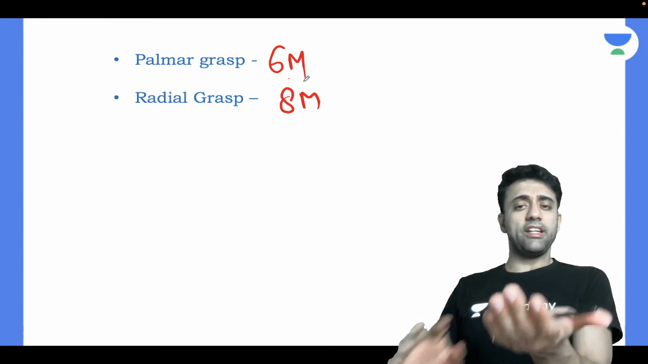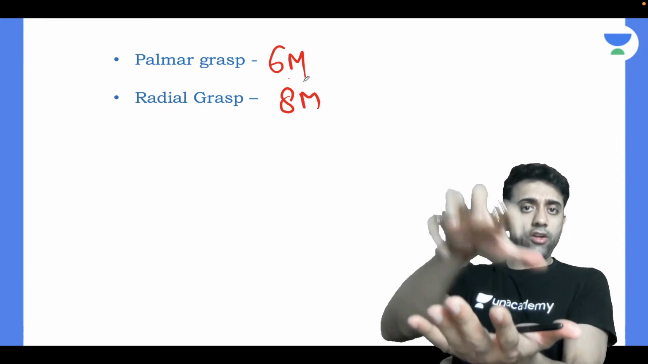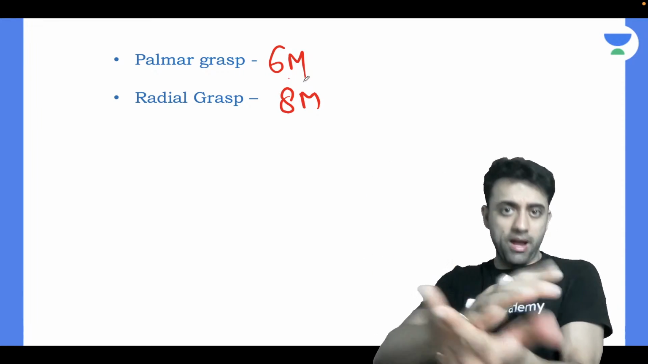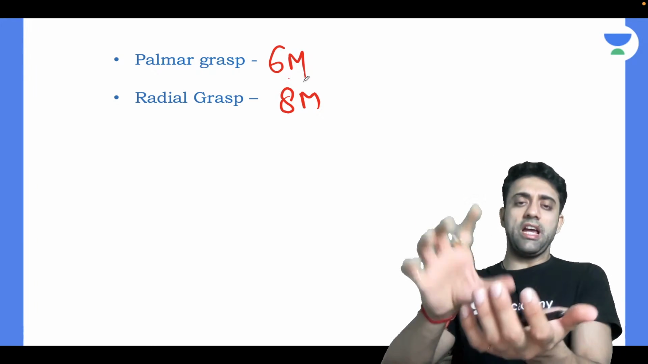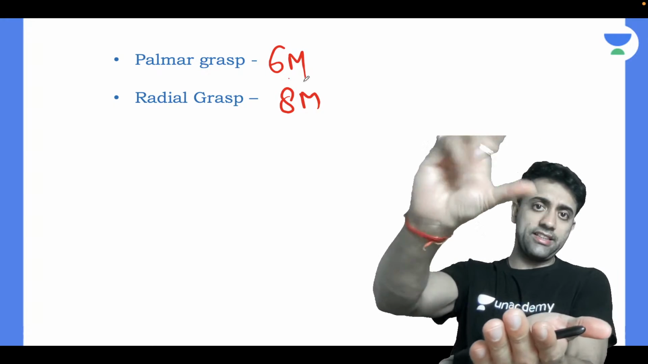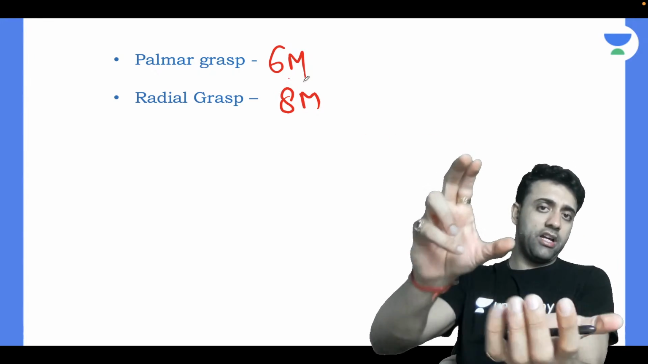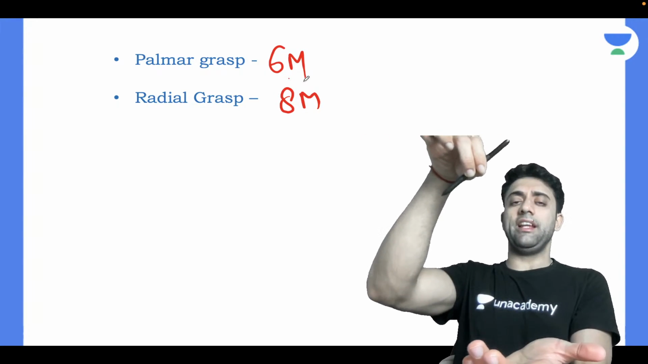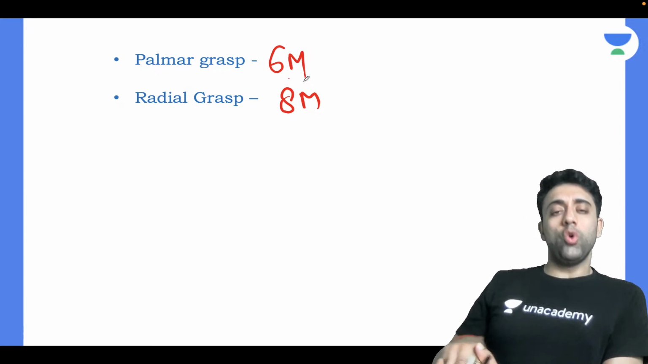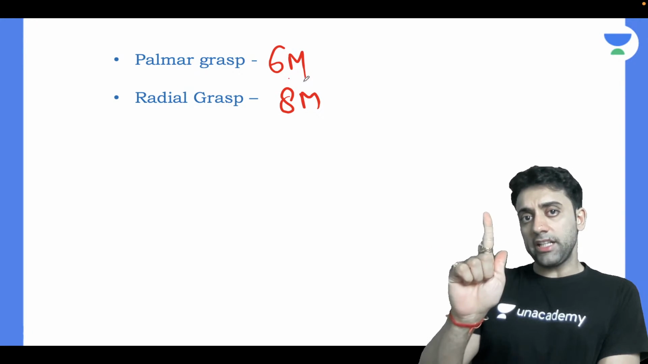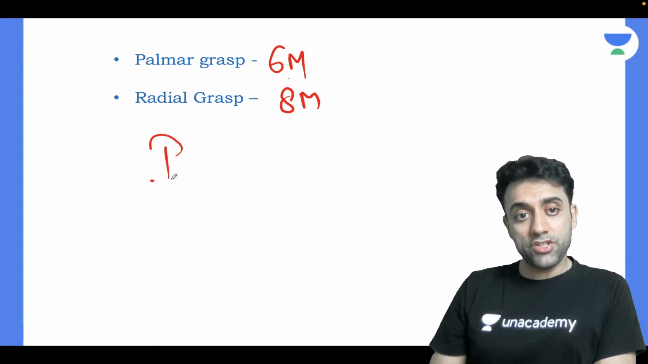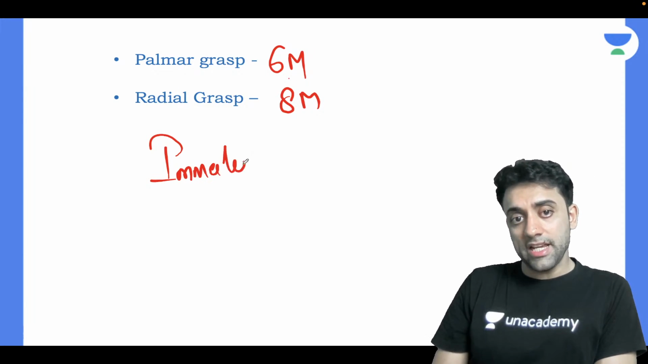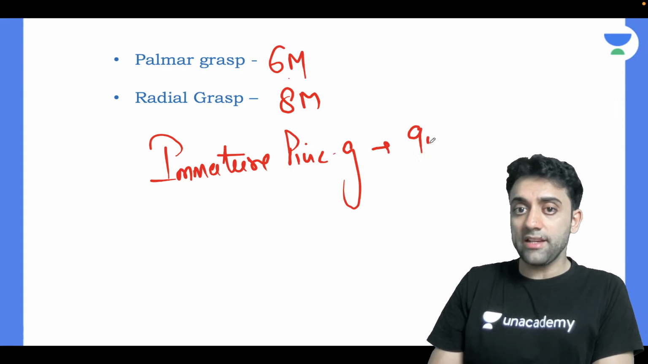If a small pebble is there, holding not like this, holding through the palmar aspect of the hand, that comes by 6 months. And holding something like this, let's say this is the radial part, that is the radial grasp, comes by 8 months. Holding something with the thumb, index finger, and assisting fingers is known as immature pincer grasp. Are you understanding? That comes by 9 months.